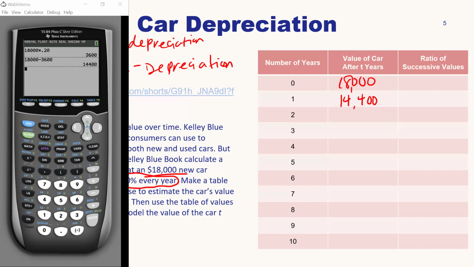Okay. So now my current value is 14,400. After 1 year again, I lose what percentage? 20%. So I'm going to take that 14,400 and multiply it again by 20%. So this time my car value loses $2,880, right? So my new value is my current value minus that depreciation. So 14,400 minus 2,880. So what is my new value now? 11,520.